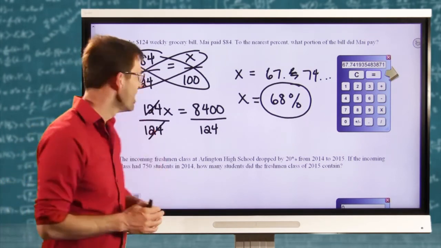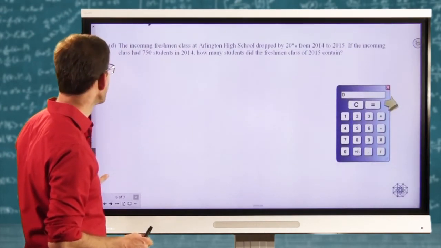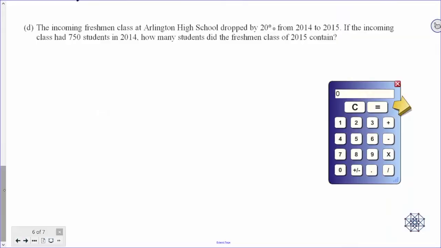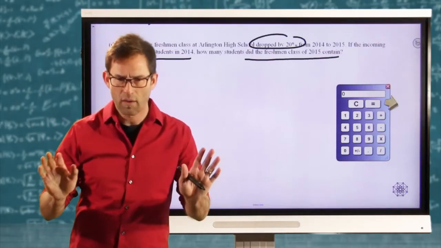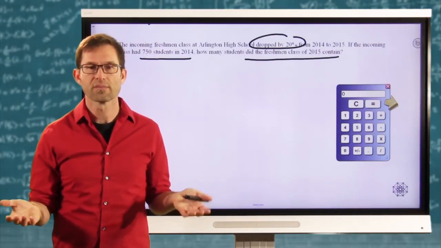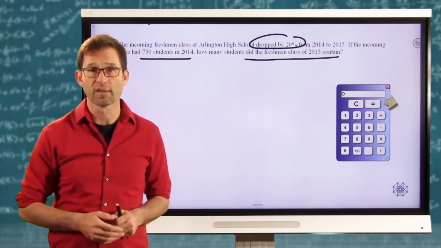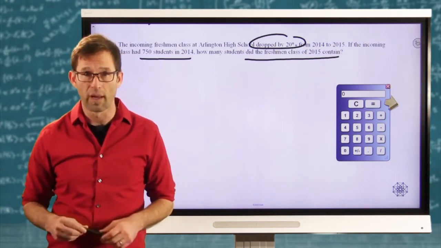All right, one more problem. This is probably the trickiest of them all, okay, because it has to do with percent increase, but let's take a look. The incoming freshman class at Arlington High School dropped by 20% from 2014 to 2015. If the incoming class had 750 students in 2014, how many students did the freshman class of 2015 contain? Now, I really want you to make sure that you understand this. Okay, because this is actually sort of a two-step problem. We're going to have to find an answer, and then we're going to have to find another answer, right?